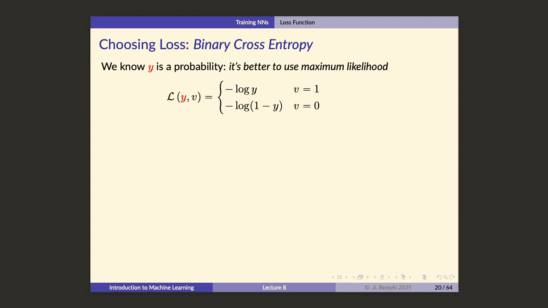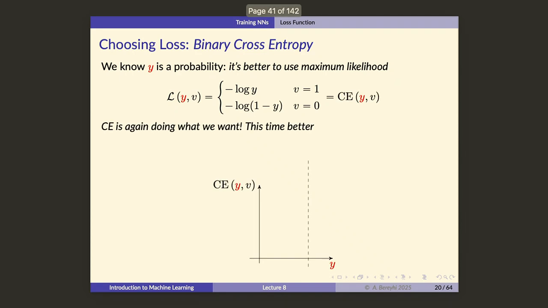Same thing happens for the other case. If you set v equal to 0, then it's going to be minus log of 1 minus y, or essentially, I can write log of 1 over 1 minus y, right? If v equals 0, then as I set y close to 0, this loss is getting very close to 0. This is good. But when I send y closer to 1, then this loss is going to increase, and this is something that I don't want.